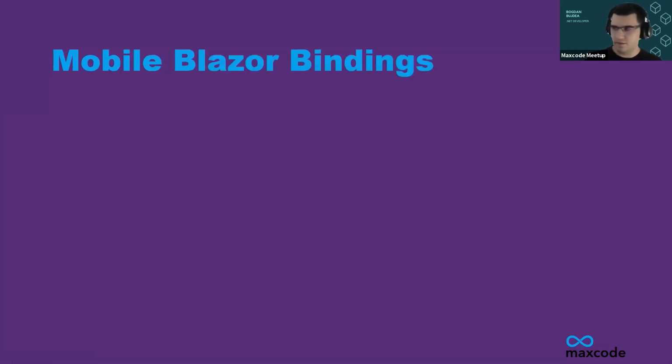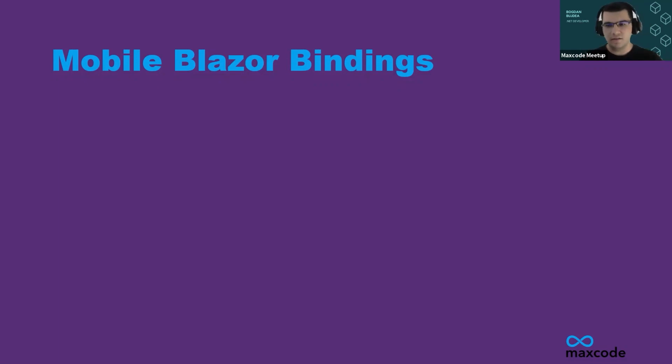Okay, now let's talk a bit about mobile Blazor bindings. Probably only a few of you have played with this technology. It's a new experimental project by Eilon Lipton. I think he has over 17 years of experience in the ASP.NET team. And this project allows developers to create native mobile components using Blazor. Essentially, the bindings are wrappers around Xamarin Forms controls.